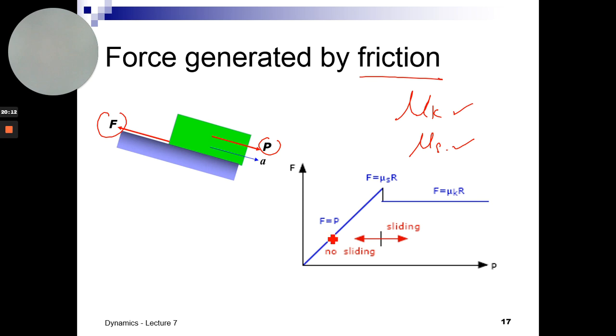So this is the graph of external forces plus frictional force. So this is the maximum. This is actually mu s, and then this is mu k. Coefficient of friction static, coefficient of kinetic friction. This is static, this is kinetic.